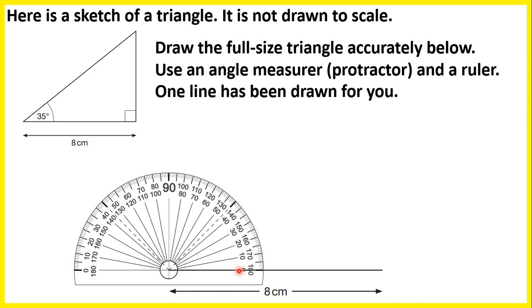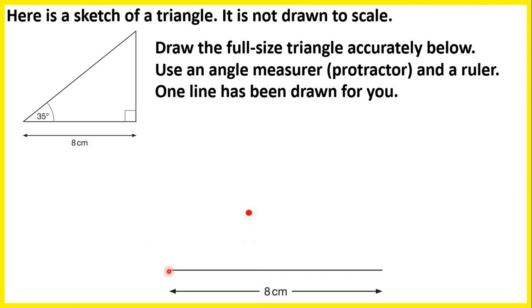And now we need to find 35. So we have 10, 20, 30, 40. So 35 will be right in the middle. So that's this point here. And now what we want to do is draw a dot. So now that we have our dot to show 35 degrees, we can take our protractor off the page, get our ruler, and then draw a line from the end of this line so that it goes right through the middle of our dot. So now we can draw our 90 degree or right angle.